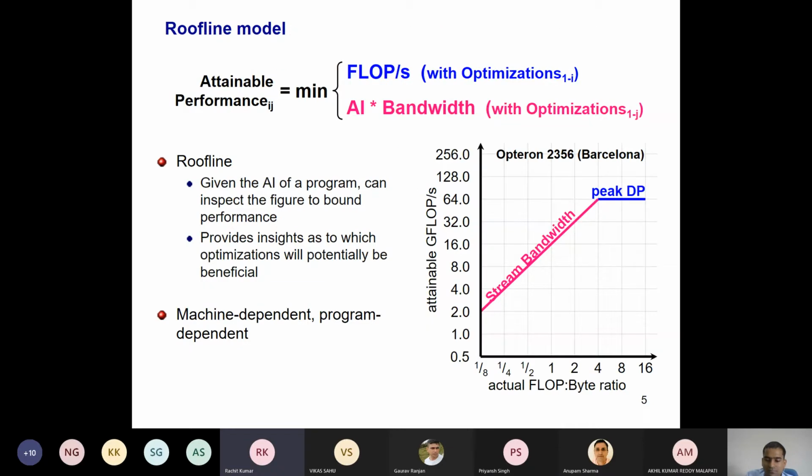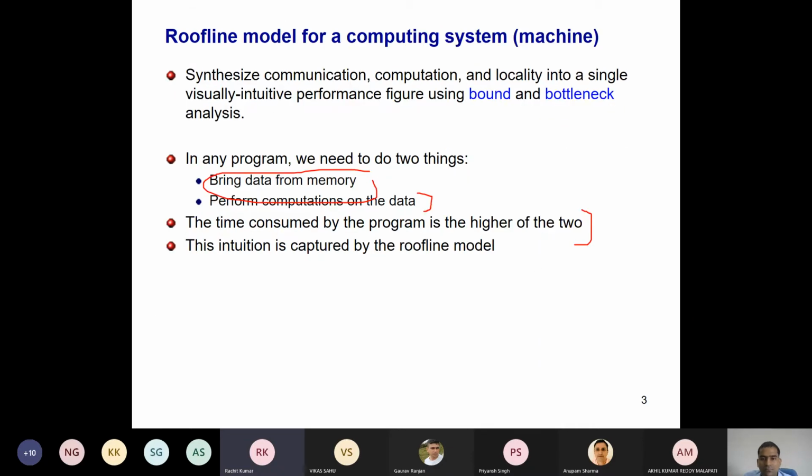Sir, not the addition of the two times? Why higher of the two? We are doing them in parallel. We are not doing them sequentially. We are doing one in parallel.